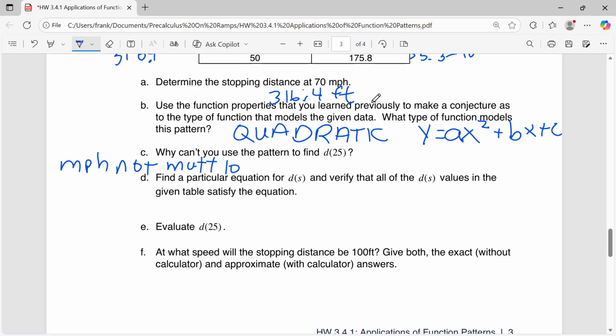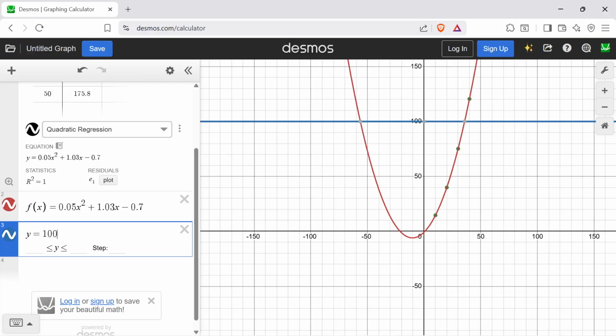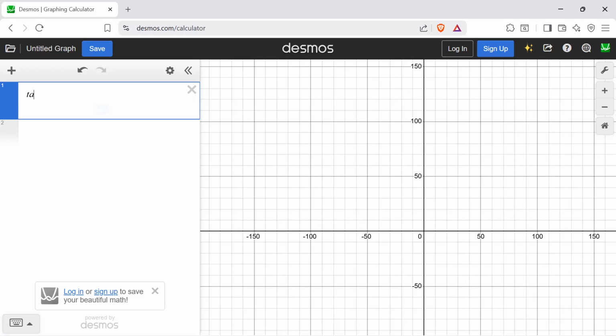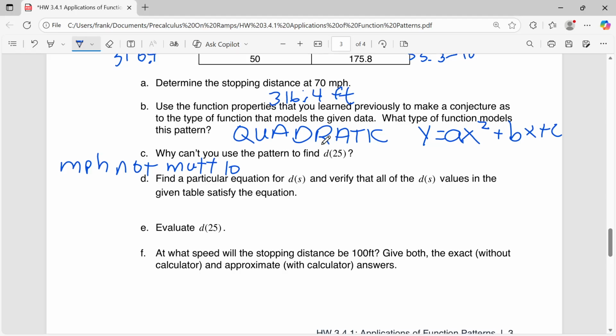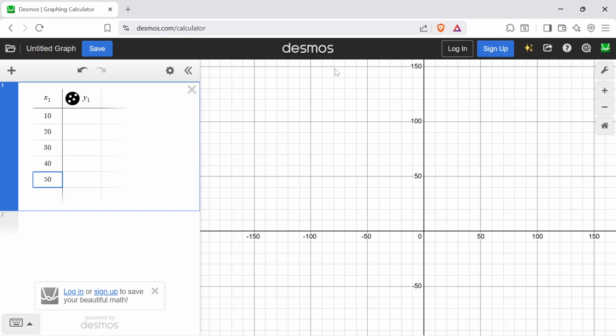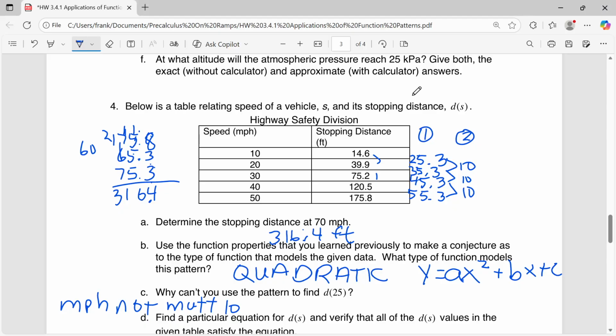Find a particular equation and verify that all the d values in the table satisfy it. Well, I'm going to use a regression, and I've already got it here, but I'm going to start it from scratch. I'm going to do it on Desmos. You can do it on the TI-84. My x values are 10, 20, 30, 40, 50. I'm only going to put in the ones that they have given. I am not going to use the one I found.